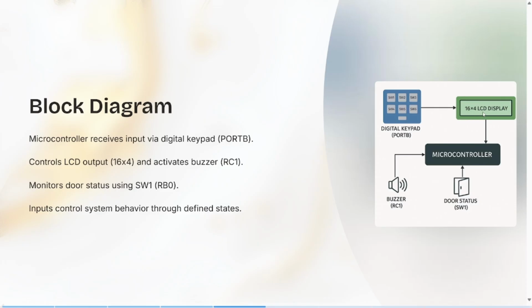This diagram shows how input flows from the keypad to the controller, which processes logic and updates the LCD and buzzer accordingly. The entire setup is tested virtually within PICSimLab. This is the block diagram of the system. This is the digital keypad which is connected to port B of the PIC16F877A. The basic point about the PIC16F877A is that it has five ports: A, B, C, D, E.